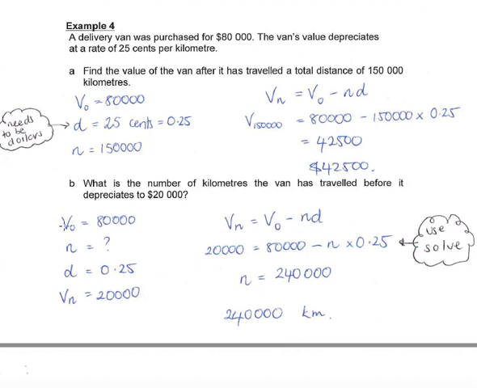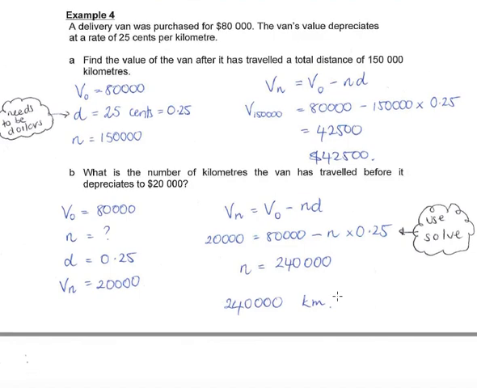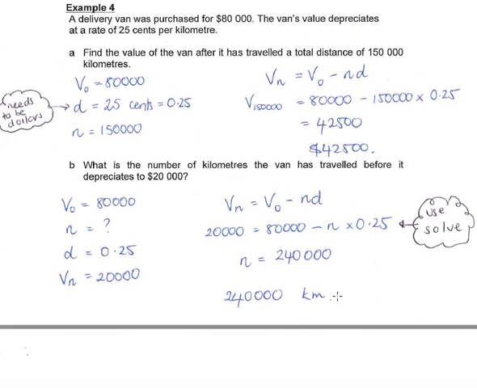Now, you can see we know our initial value. We don't know how many k's it's run. We do know the depreciation of 0.25 and that our future value, Vn, is 20,000. So we've plugged those into our formula and if you use the solve function, you'll be able to find the number of k's is 240,000 kilometres.